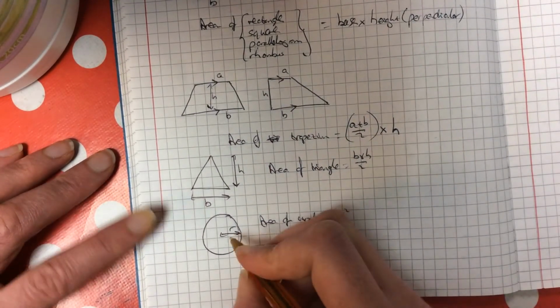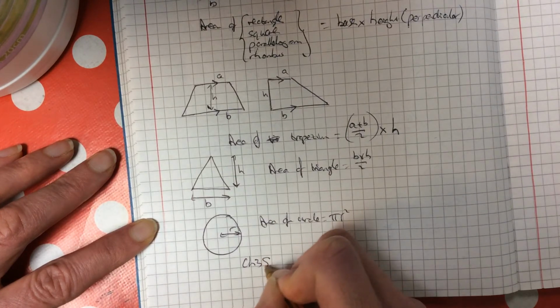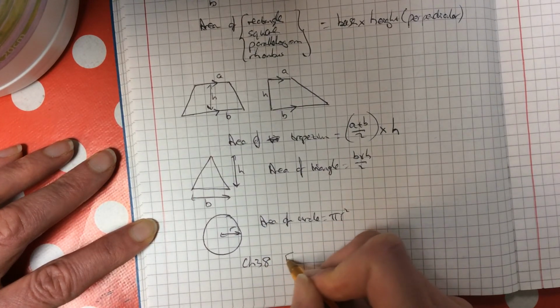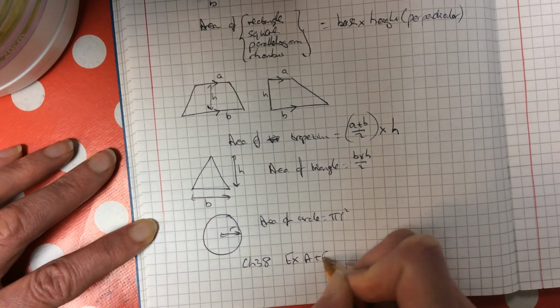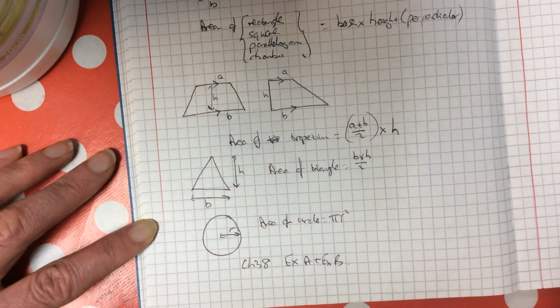We're going to now look at chapter 38 in your booklets, and we're going to do exercise A and exercise B, but I think we'll do every other one because it can be quite repetitive.